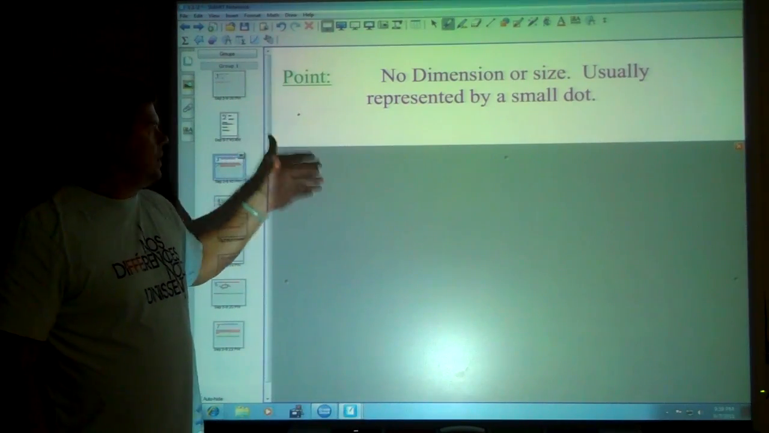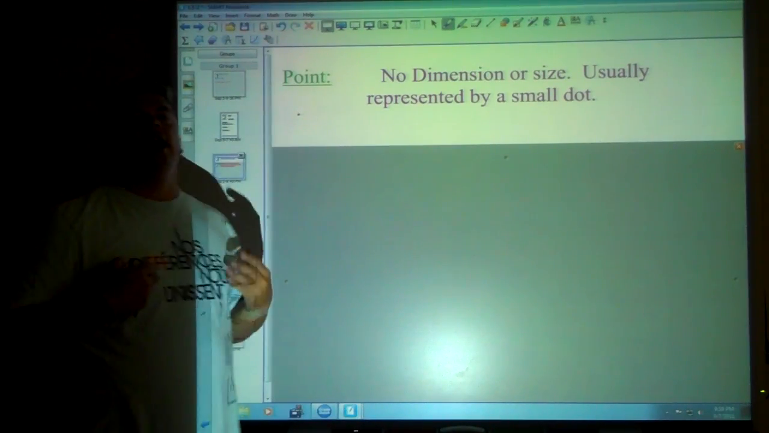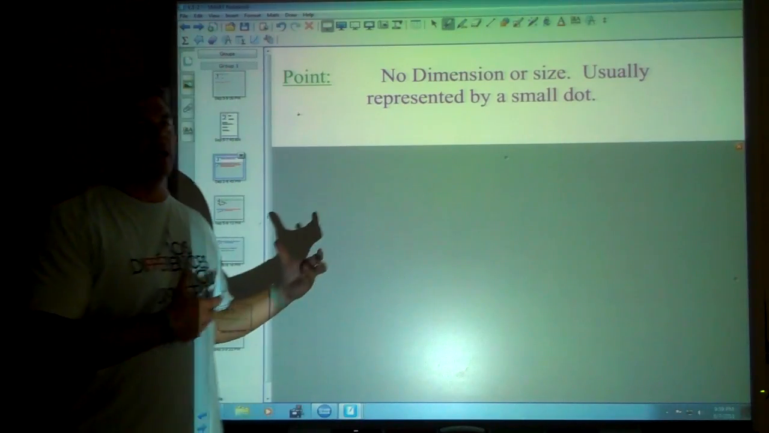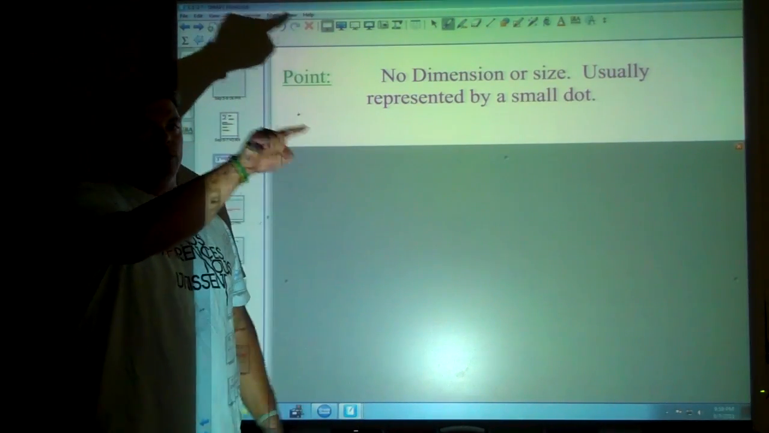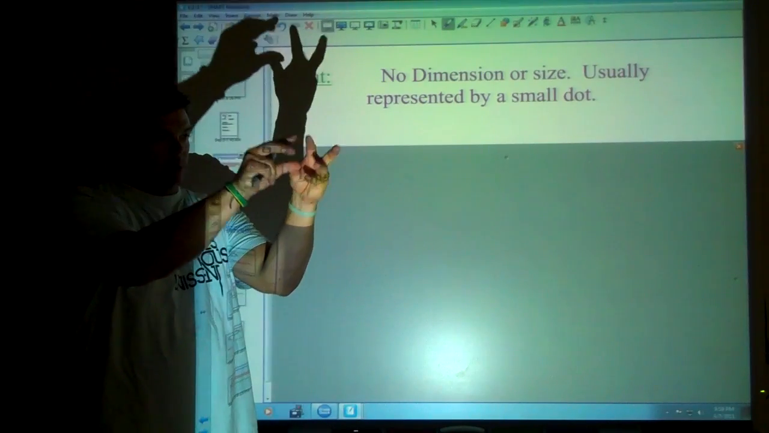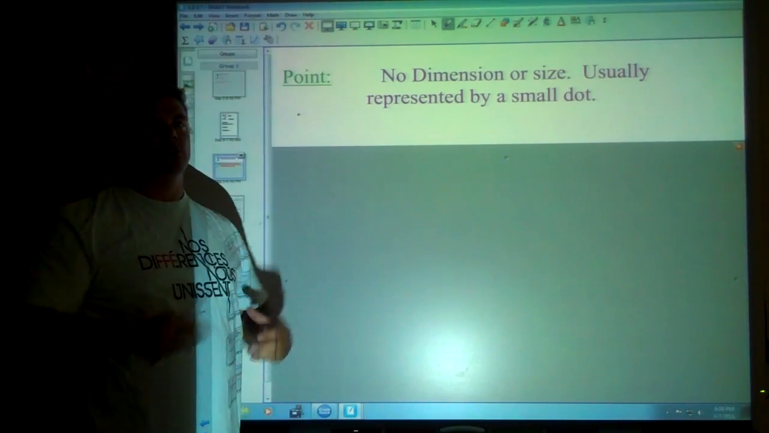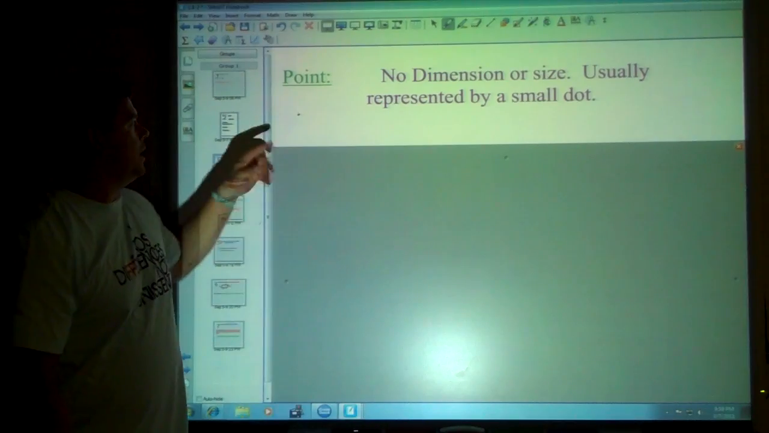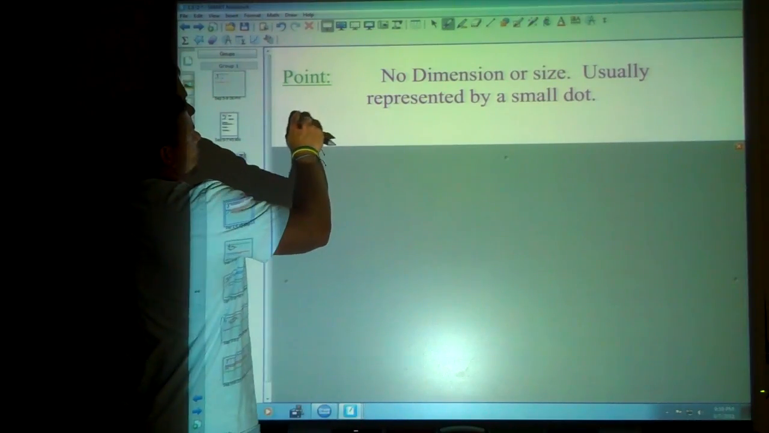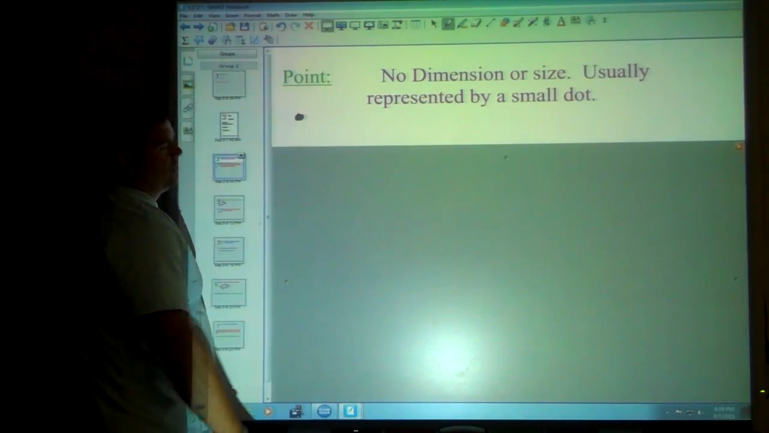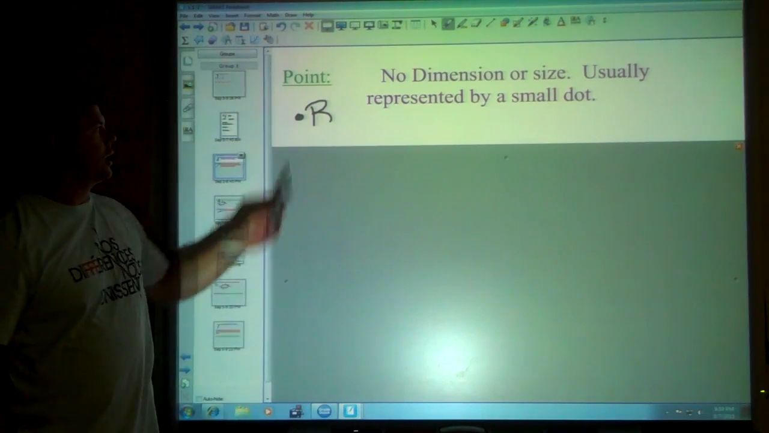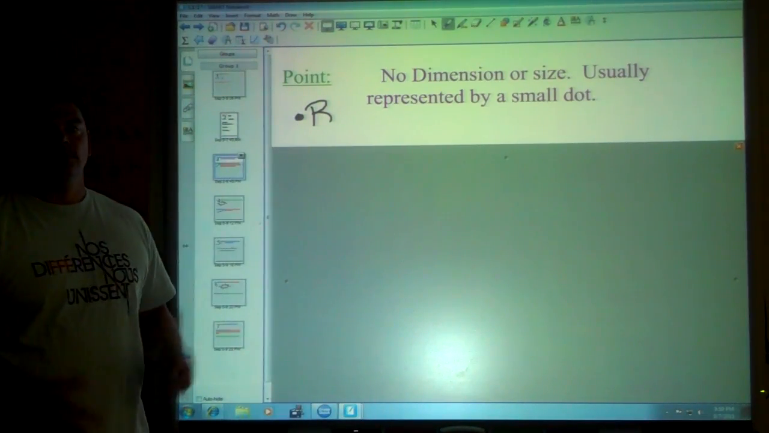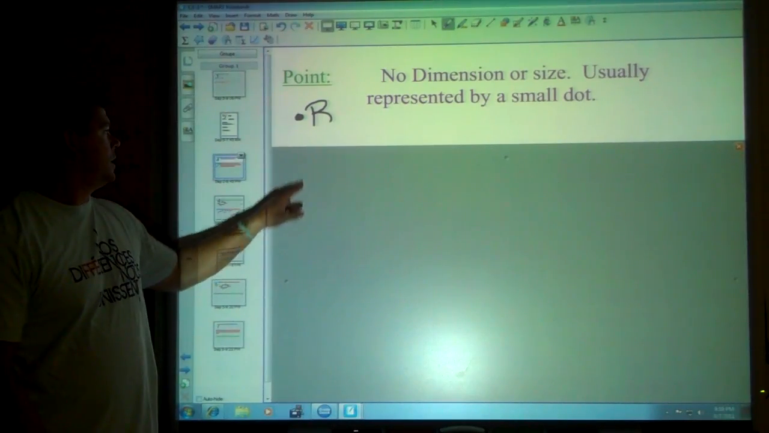That has no size. That has size. Well, it has size for us to see it. But in reality, if I were to put my finger right here, my finger is touching more than one space, which means I'd have to be able to get tinier, but it's still touching more than one space. So it's sort of hard. But nonetheless, this will be the symbol if we see something like this, and then you'll usually put a letter by it. So this would be like point R. So it's represented by a small dot.